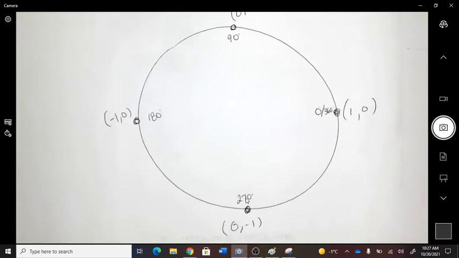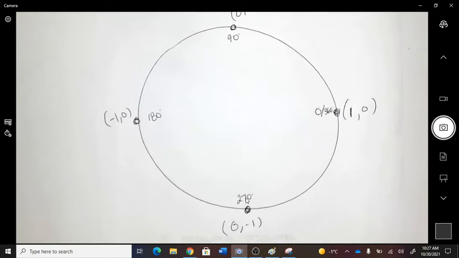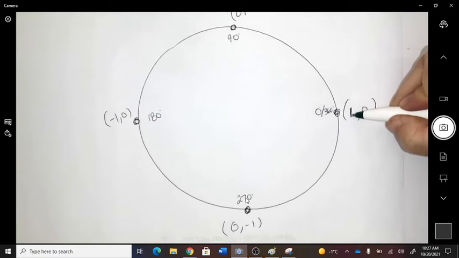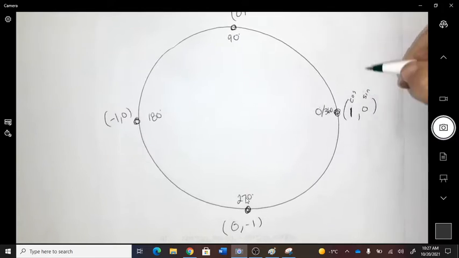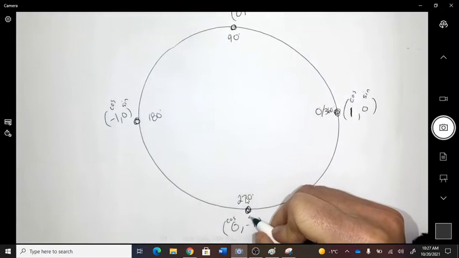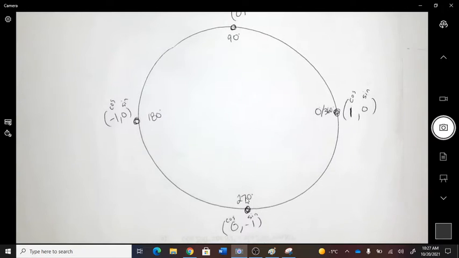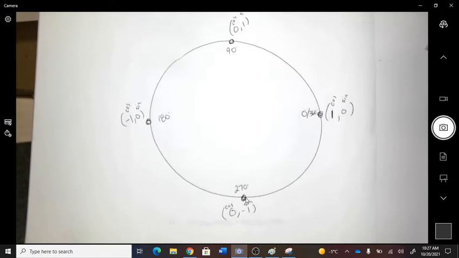When we talk about our trig functions, we have sine, cosine, and tan. When I look at one of these coordinates, it's going to tell me one of those 3 trig functions. What does an x value tell us? X is cosine, and y is sine. So we're going to use these values to create a trig graph.